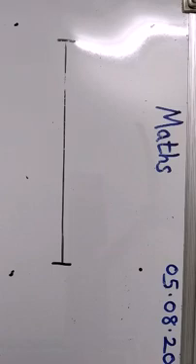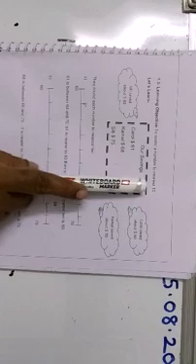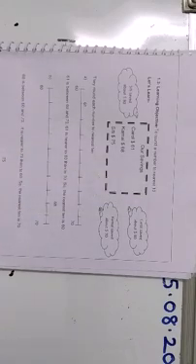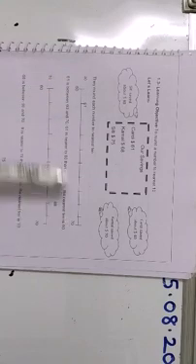Children, last time what did we do? Yes, we learned to round a number to the nearest 10. Remember? This was our topic, to round a number to the nearest 10. Last time we did 2-digit numbers, right? Today we are going to move to 3 digits.